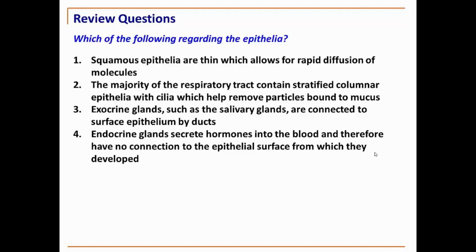The majority of the respiratory tract contains stratified columnar epithelia with cilia, which help remove particles bound to mucus. That is incorrect. Now, they are columnar, they are epithelia, they do have cilia, which do help to remove particles bound to mucus, but they are not stratified. There are not multiple layers. There is a single layer that looks like it's more than one, so they are pseudostratified columnar epithelia.